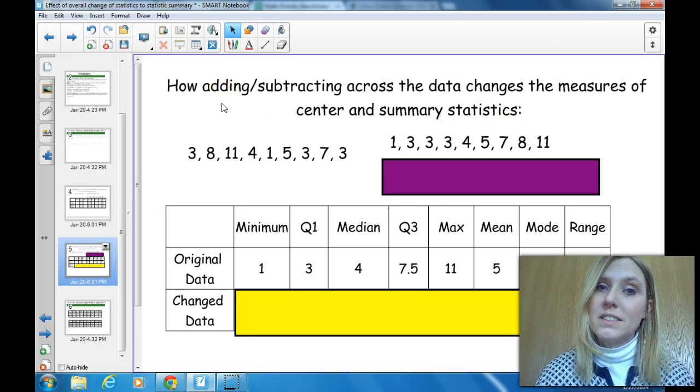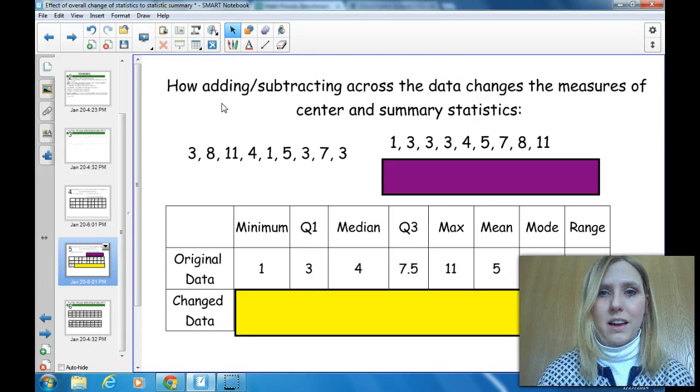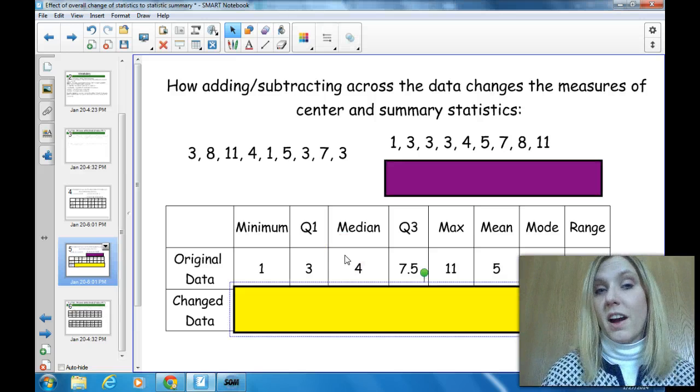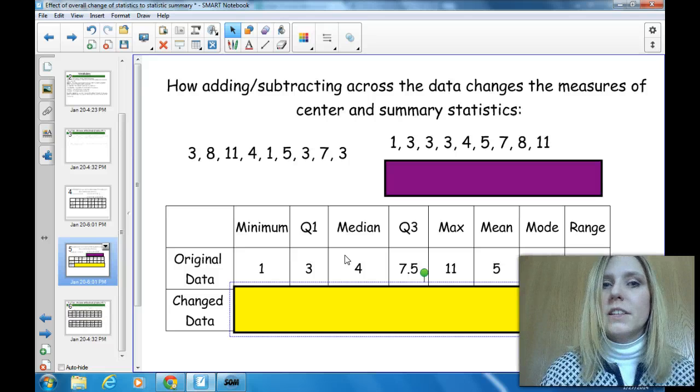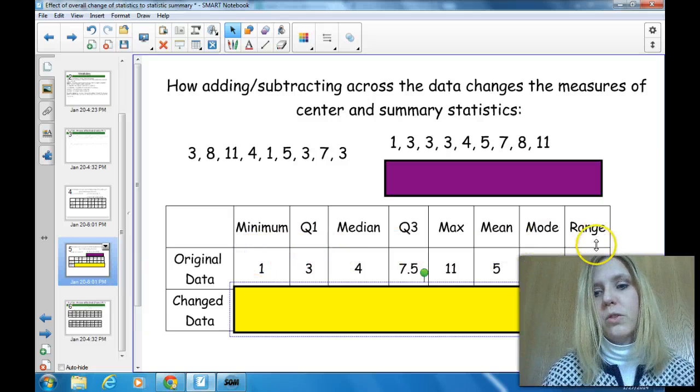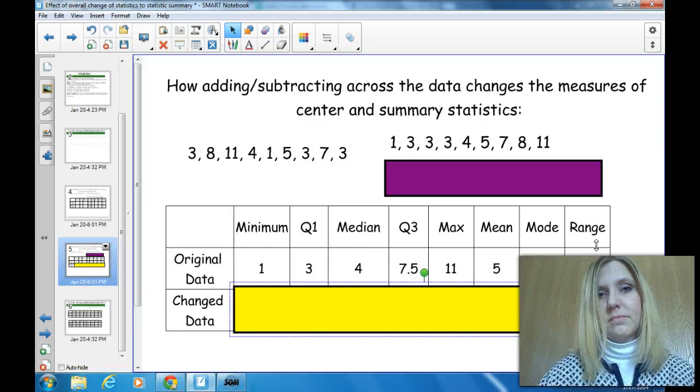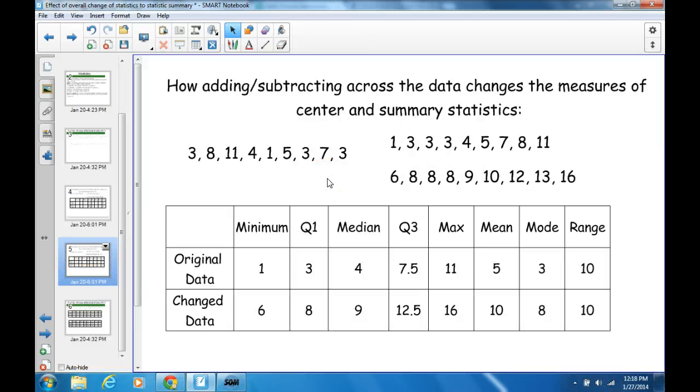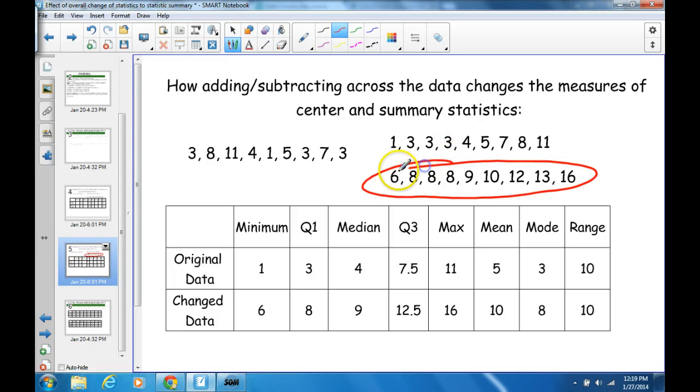Now let's take a moment to see what happens when we add a number to all the data points. Let's add a 5 to each of our data points. Take a moment now to do that, and then fill in the chart below. Notice that we already have the top row filled out because we did that with the last problem. Here is our new data. So we added 5 to each one.